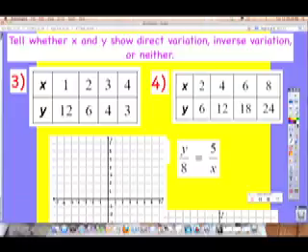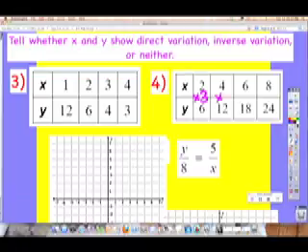So this one, look at the table. Guys, how do you go from 2 to 6? How do you go from 4 to 12? 6 to 18? 8 to 24? Is this showing multiplication? Yeah. Which variation is that? Direct. So you can graph it or you can use the table.